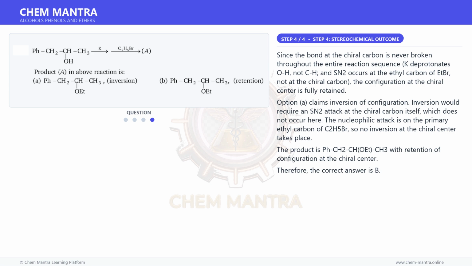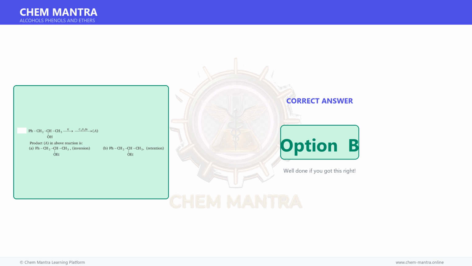The product is PhCH2CH(OH)CH3 with retention of configuration at the chiral center. Therefore, the correct answer is option B.